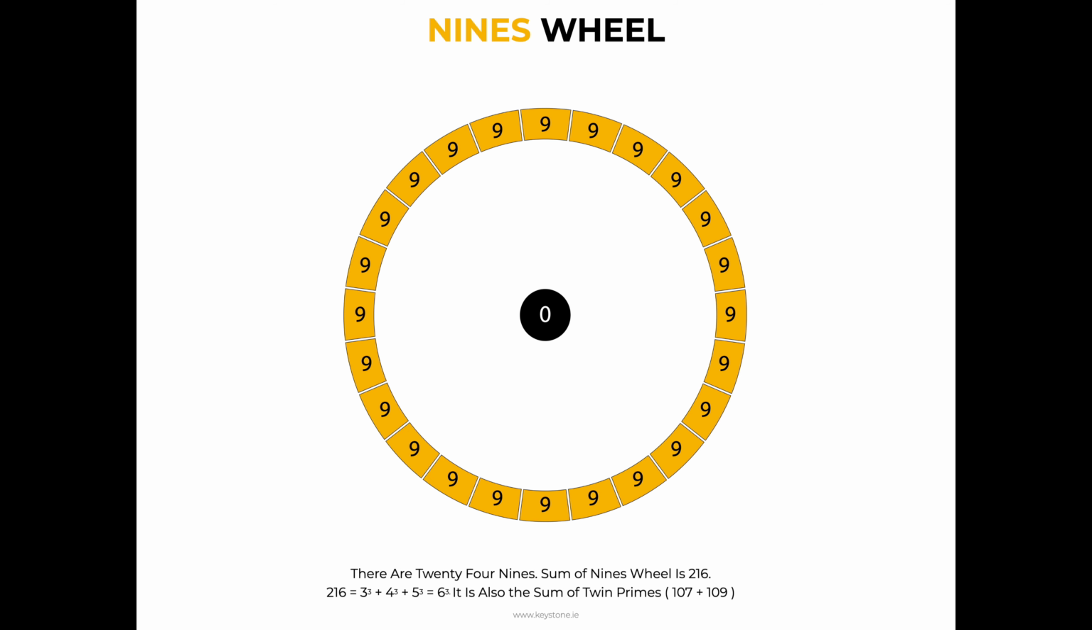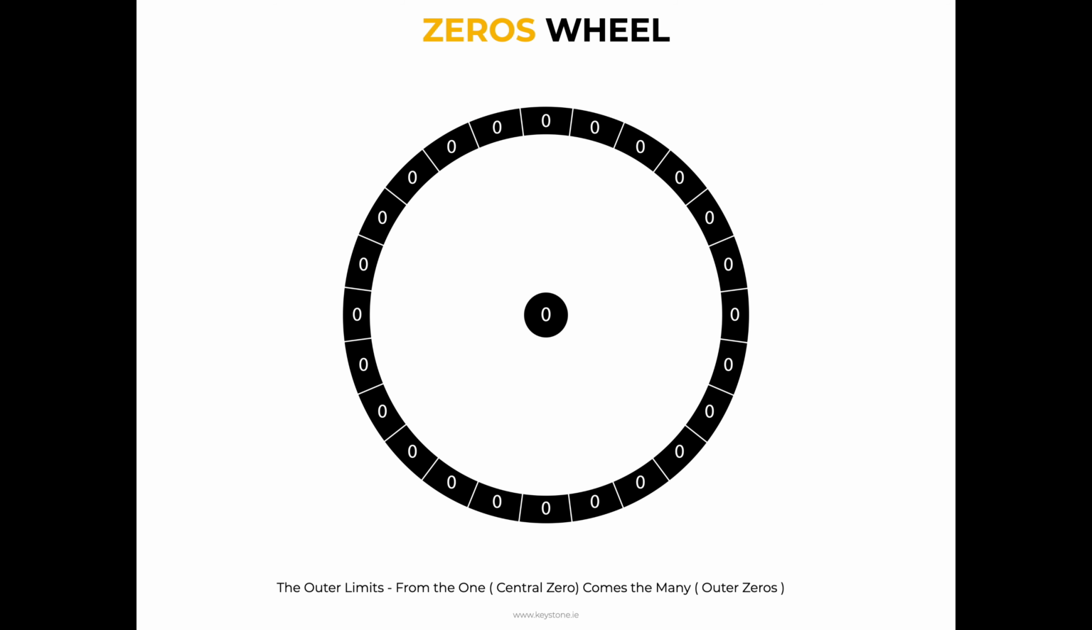Now the 9s wheel has 24 9s. The sum of this wheel is 216, and 216 is 3 cubed plus 4 cubed plus 5 cubed, and it's also 6 cubed. 216 is also the sum of twin prime numbers 107 and 109. The 0 wheel is the outer limits. From the 1, the central 0, come the many. We will discuss the law of the 1 and the many later; it is one of nature's key principles.